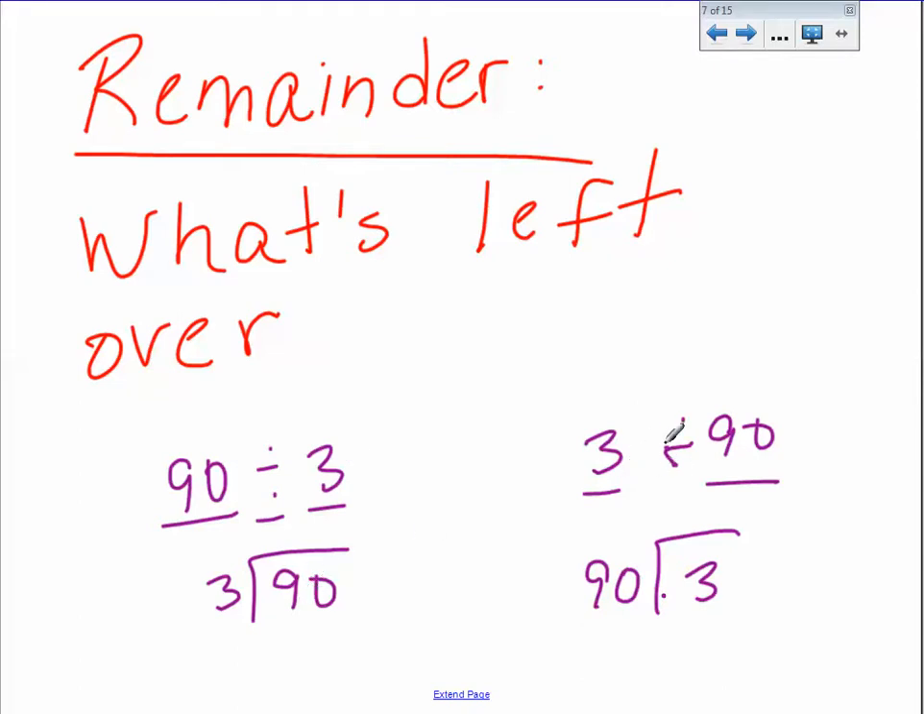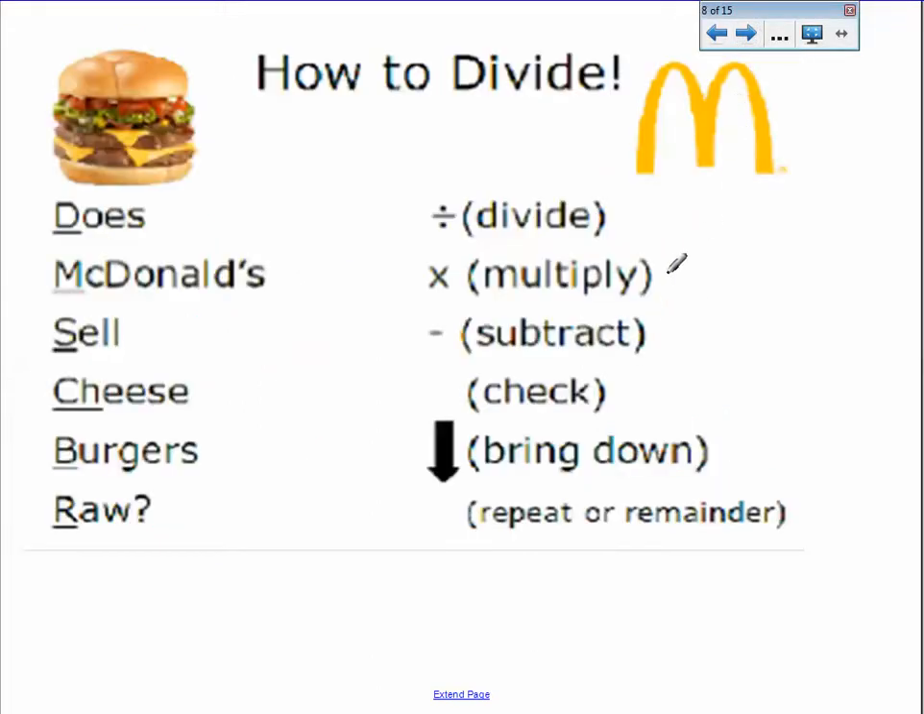3 divided by 90. Oh, wait a second. I'm taking the 3 and chopping it up. Okay, it's a very, very important thing to remember. All right, so let's look at some steps, a little silly way to remember this.